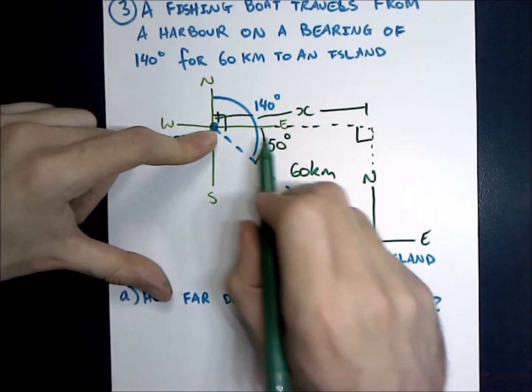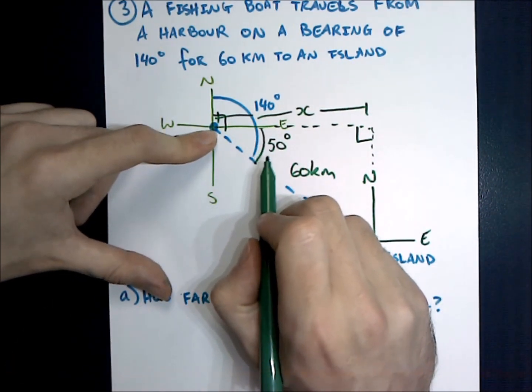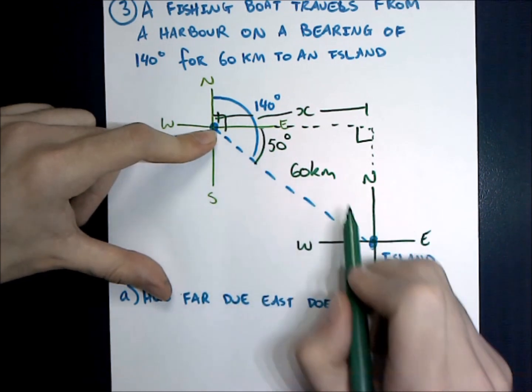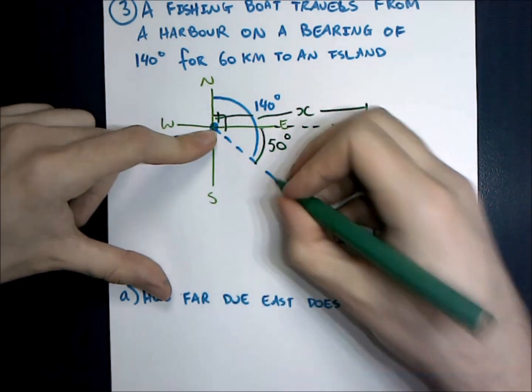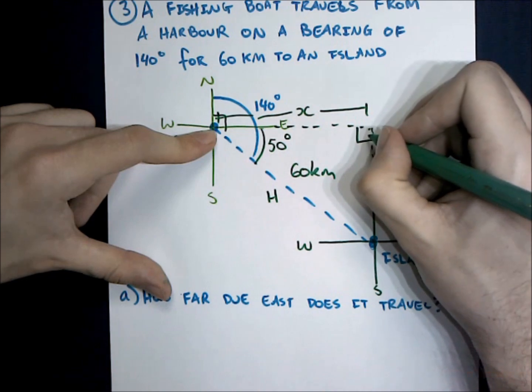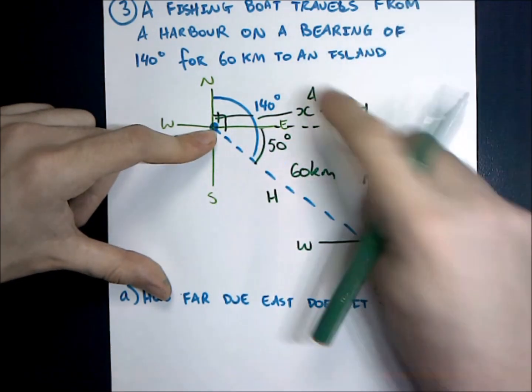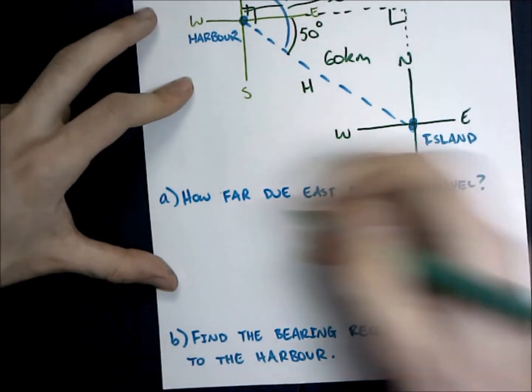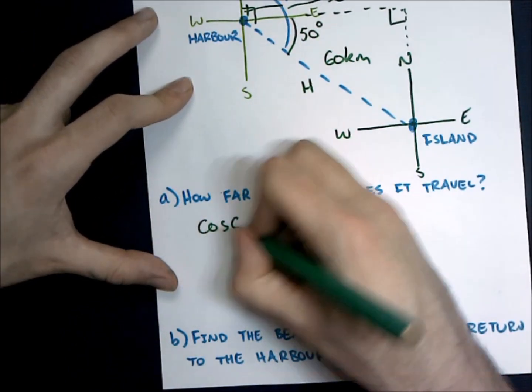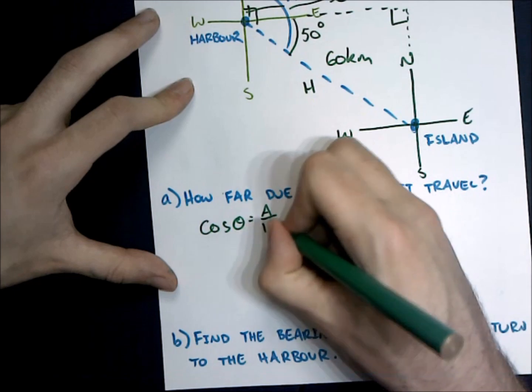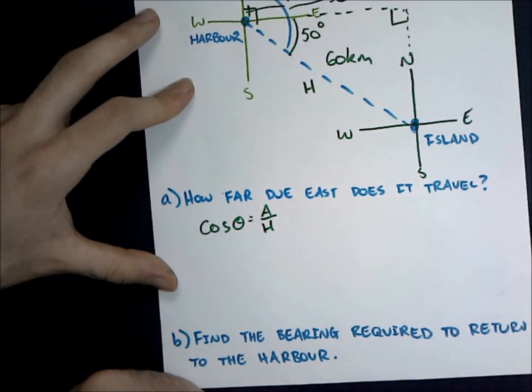So then what I need to do is decide which ratio I want to use. I've got an angle. I know that this is 60, and that's going to be my hypotenuse, because my right angle's up there. And this side, because I'm using this angle, the 50, is going to be my adjacent. So I've got an adjacent and hypotenuse. I'm going to be using cos theta. So it's cos theta equals adjacent divided by hypotenuse.